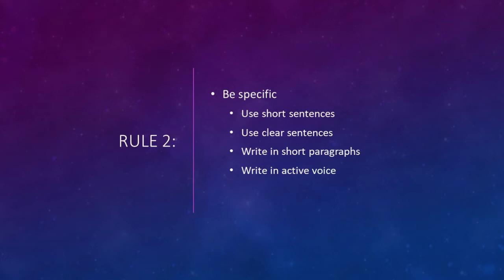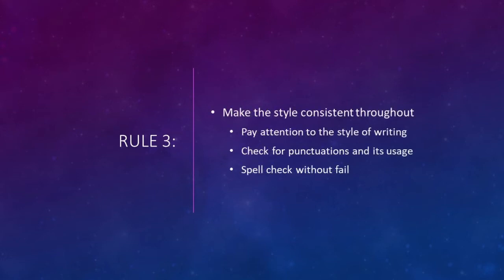Write in active voice as far as possible, because again it helps to connect better and the sentences also sound better because the subject is in the primary focal position in these sentences. Then rule number 3 is make the style consistent throughout. Remember that if you have a particular style of writing and you generally use a certain kind of vocabulary or a certain way of writing, try to ensure that you consistently keep that style of writing throughout the piece.